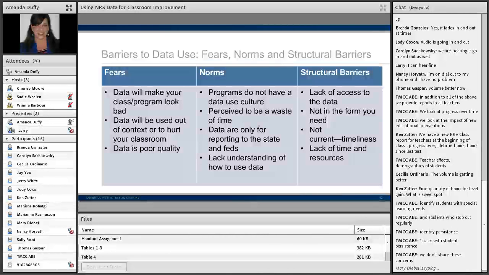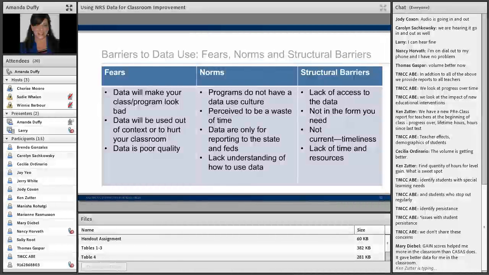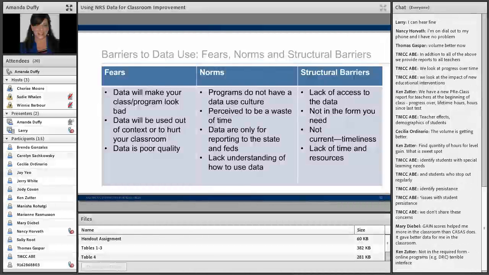So while Mary's typing, I'm just going to talk about norms. Some programs do not have a data use culture. Some perceive it to be a waste of time, and think about data only for the purposes of reporting to the state or the federal government. And also, there can be a lack of understanding of how to use data, particularly if we as classroom teachers are trained in a content area or education, and not trained in how to use data. It can just be a simple lack of understanding that causes this barrier to effectively using data to improve our instruction, our students' experiences, and so forth.